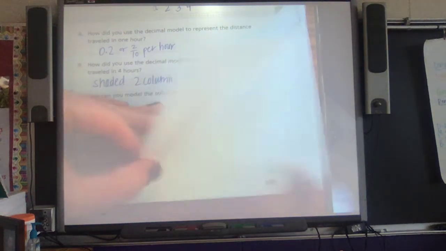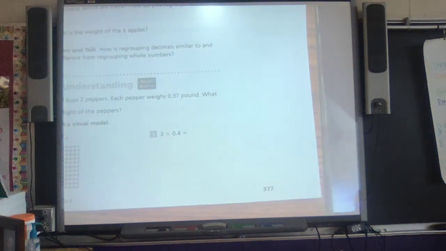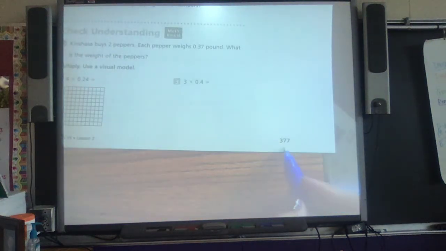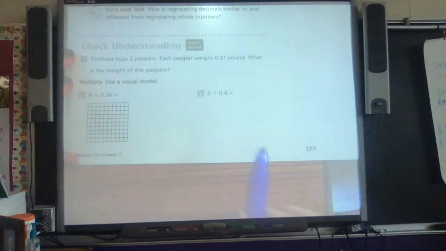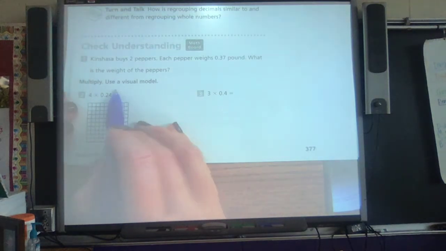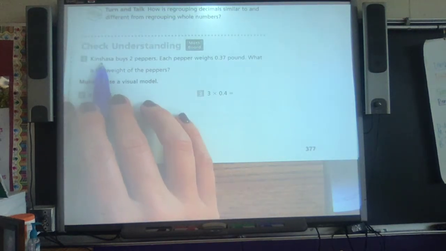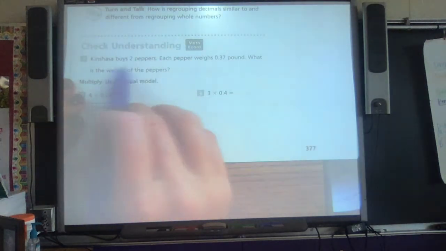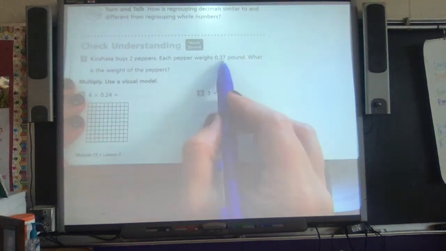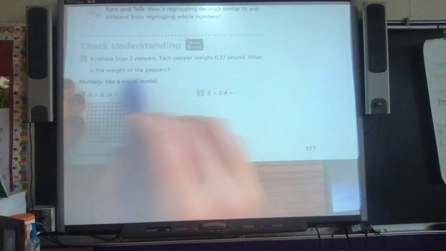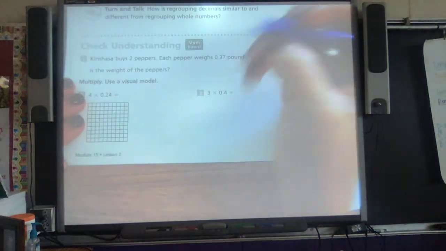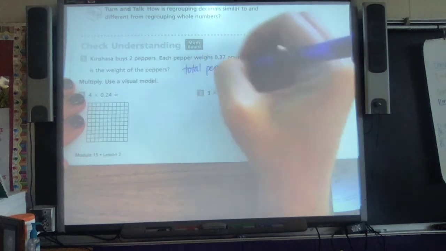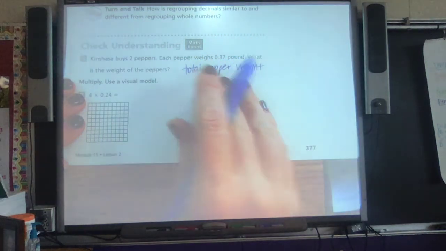Okay, let's see here. Do we want to keep going? All right, so let's go down to the next page, 377. Let's go down to number 2. Use the visual model. Kinshasa, that's a fun name. Kinshasa buys 2 peppers. Each pepper weighs 37 hundredths pound. What is the weight of the peppers? So this is about total pepper weight. Like my 3-word phrase to describe it.